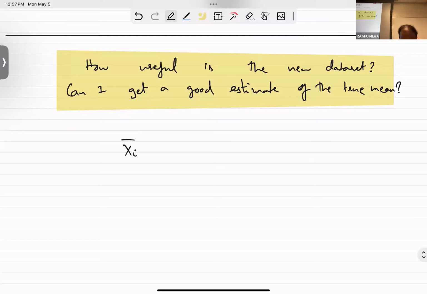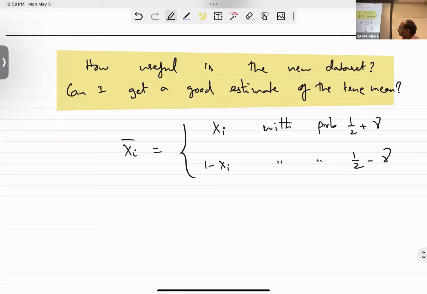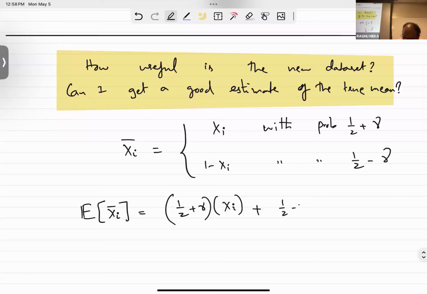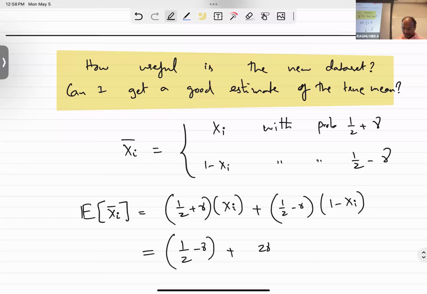So we have xi bar is xi with probability half plus gamma, 1 minus xi with probability half minus gamma. If we calculate the expectation, this is half plus gamma times xi plus half minus gamma times 1 minus xi, which makes sense now. If gamma is 0, the expectation of the new random variable is just half. It has nothing to do with the original xi. If gamma is some small constant, then there'll be some presence of xi.